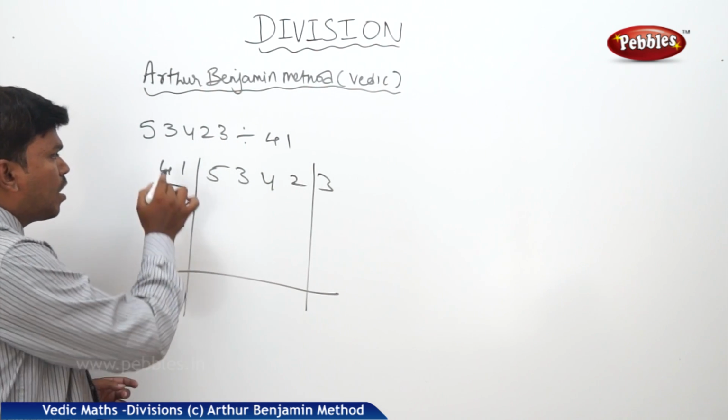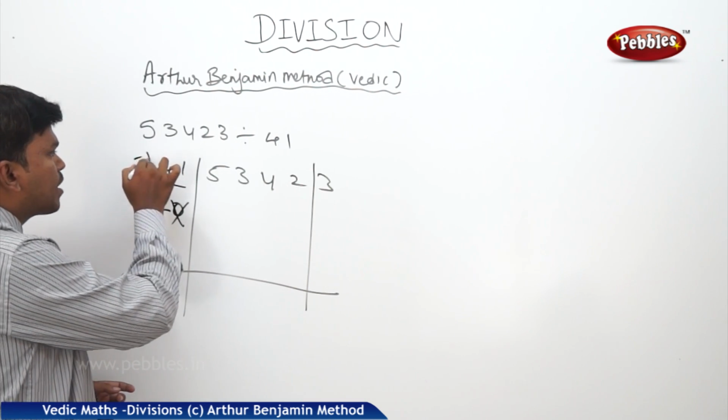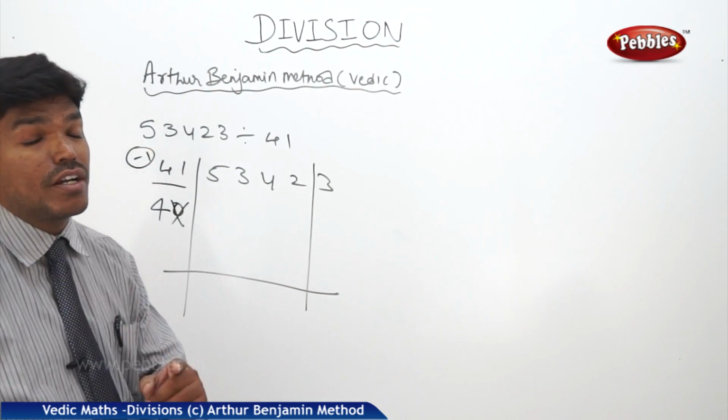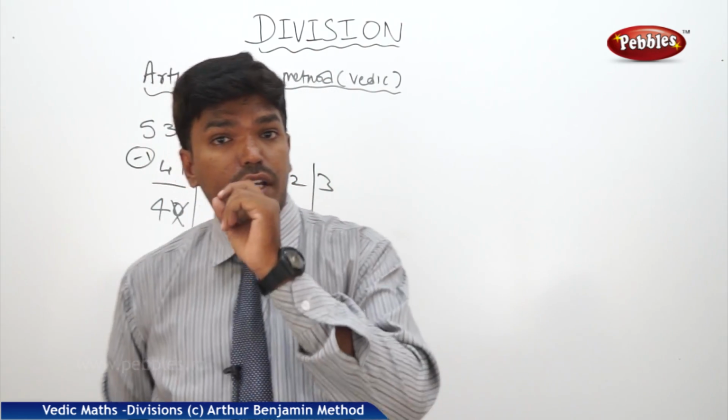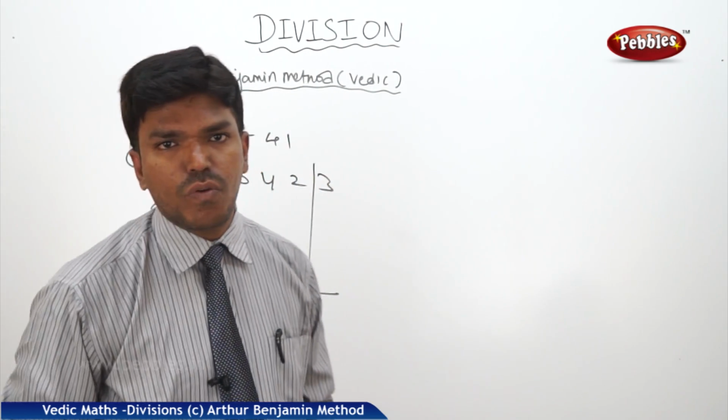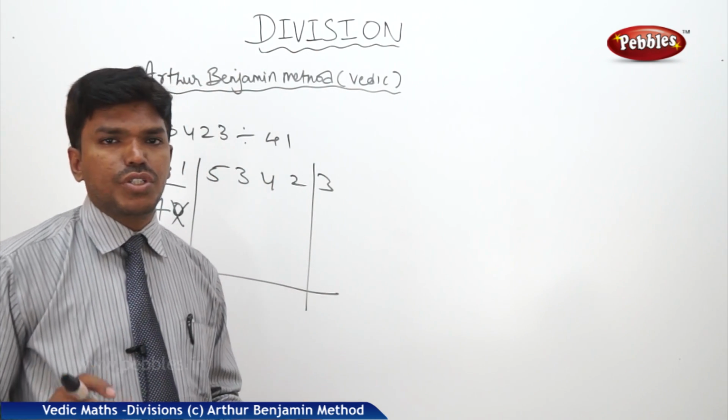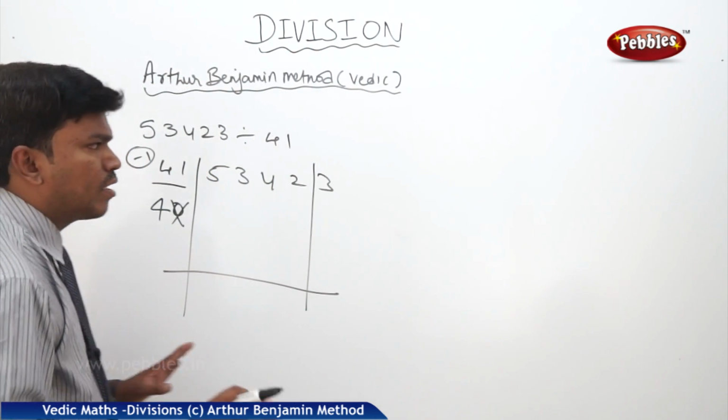leave the 0, and to get 40 what I need to do? Minus 1. So here, yes, you should be cautious. We are getting the negative complement here. Yes or no? So we should be very cautious when we are dealing with the negative complement.